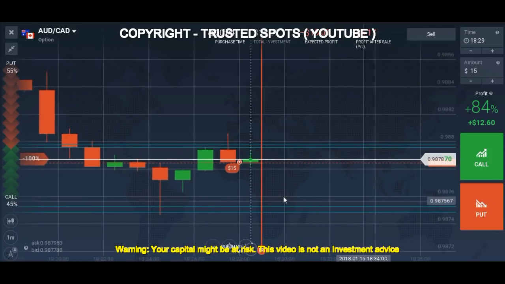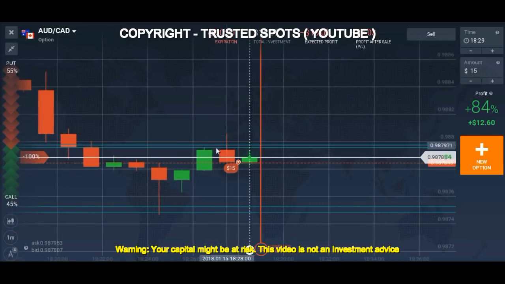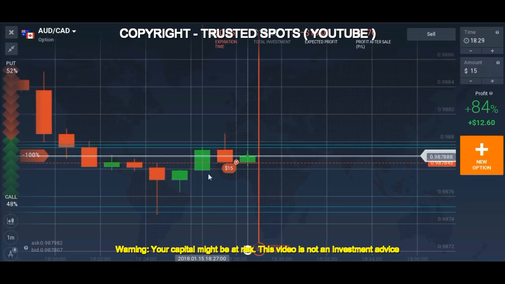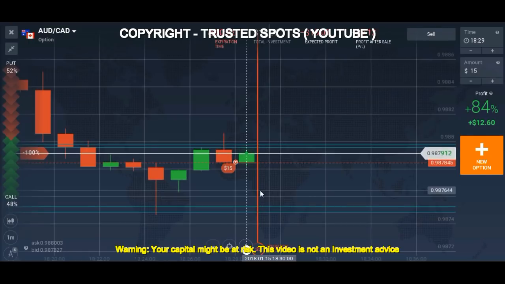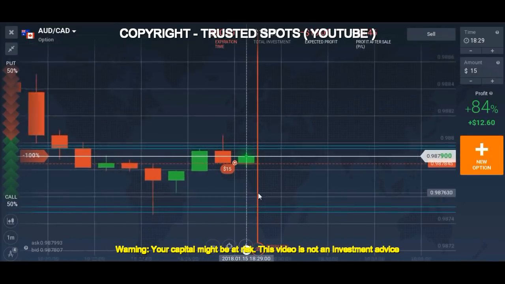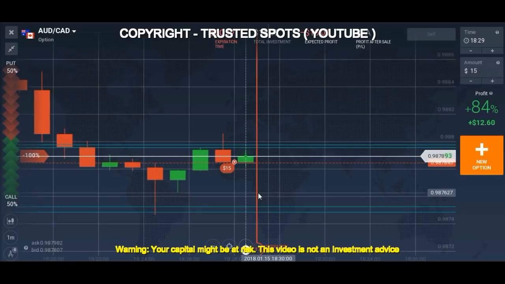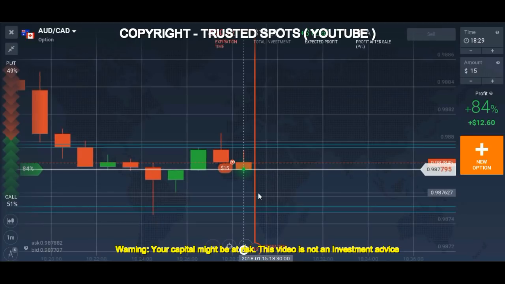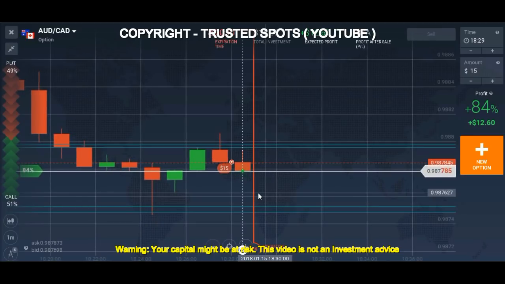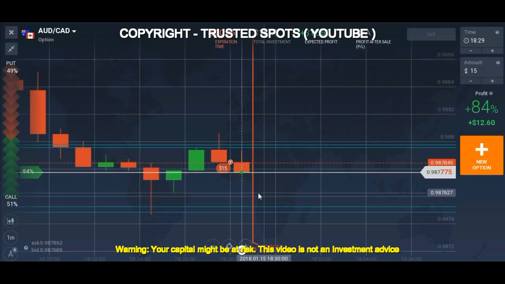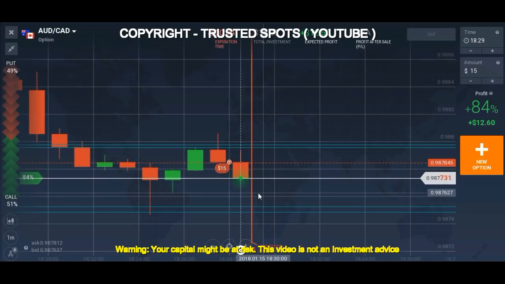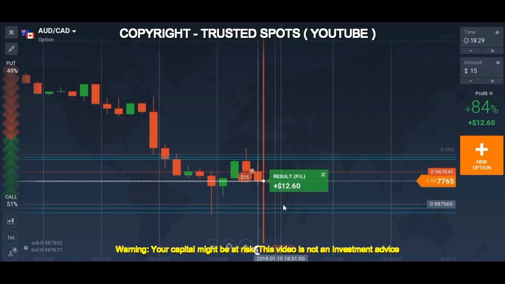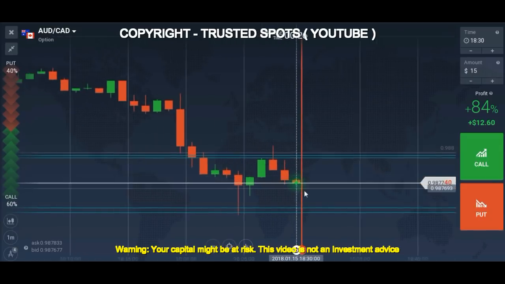So let's wait for the result. This is a kind of sign of reversal, a hammer. So we will wait for the result now. I'm confident that we are going to win this, but let's see. Okay, it started to go down. Okay, and it's a win. So we fulfilled all the rules, and that's why we won the trade.